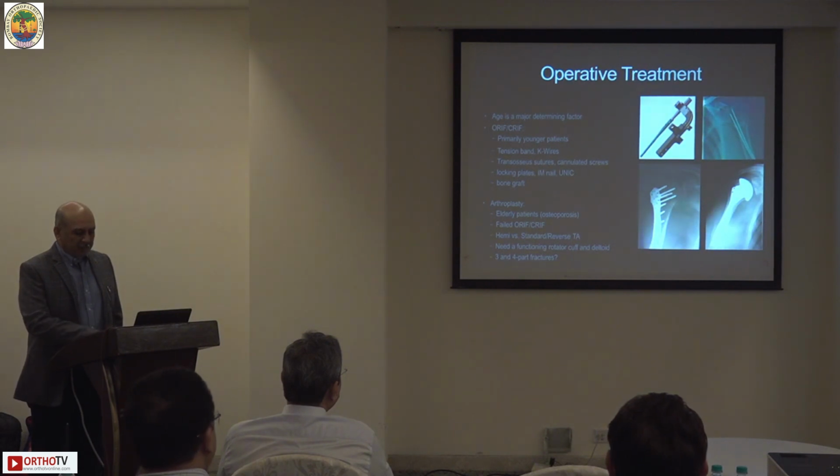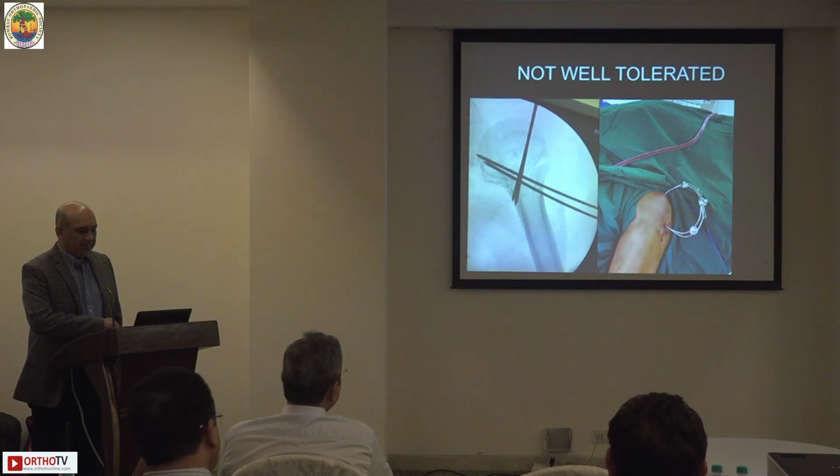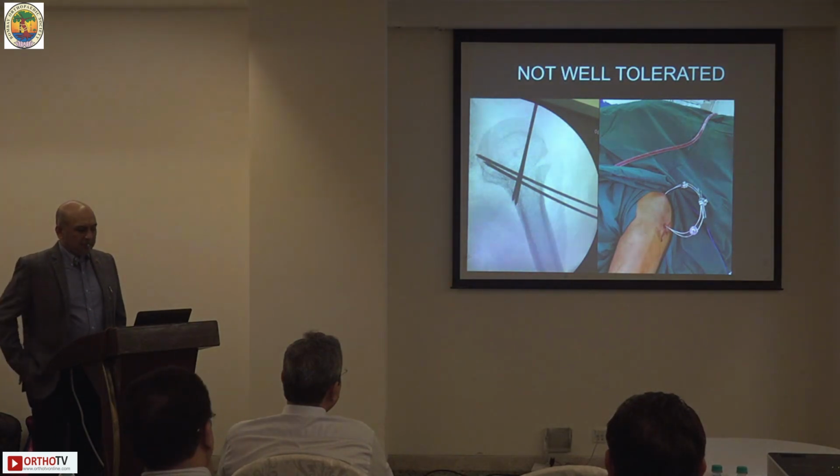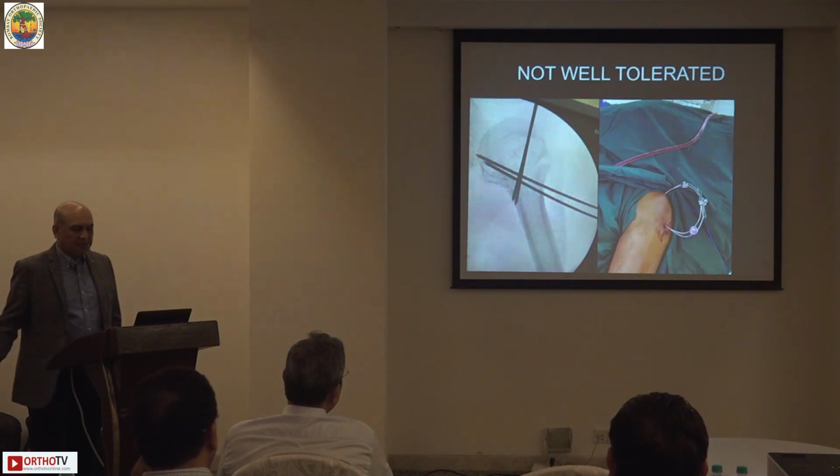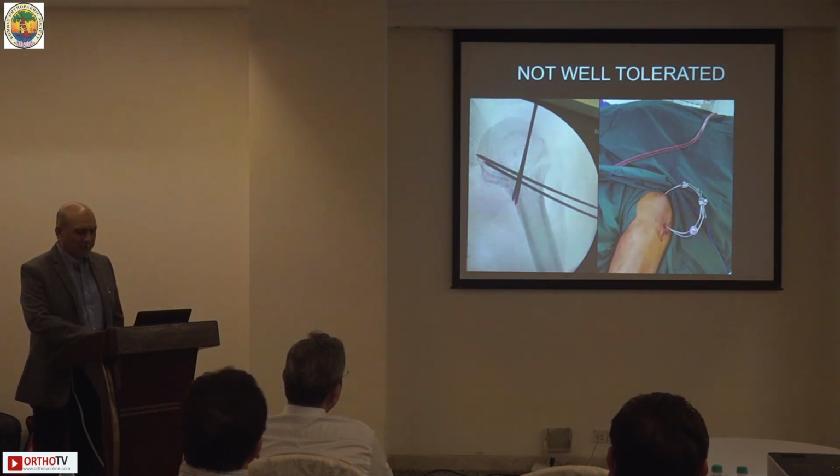Operative treatment, we know that we can treat it in different ways, many ways to skin a cat. This is quite a good way to fix a two-part fracture which is displaced. It can reduce the fracture, but typically these wires are not very well tolerated and patients don't like such constructs.